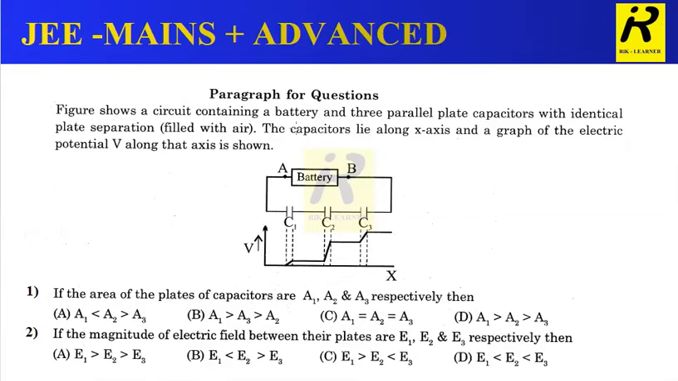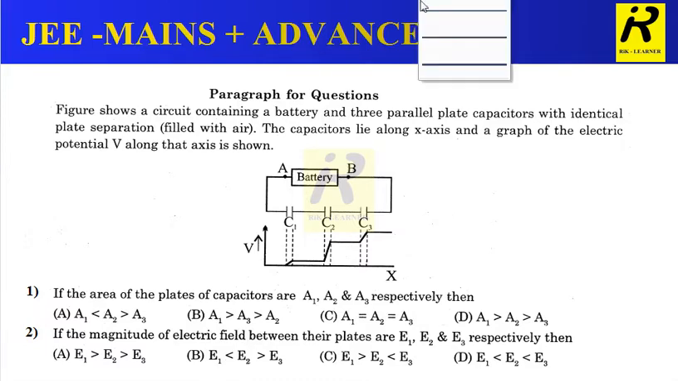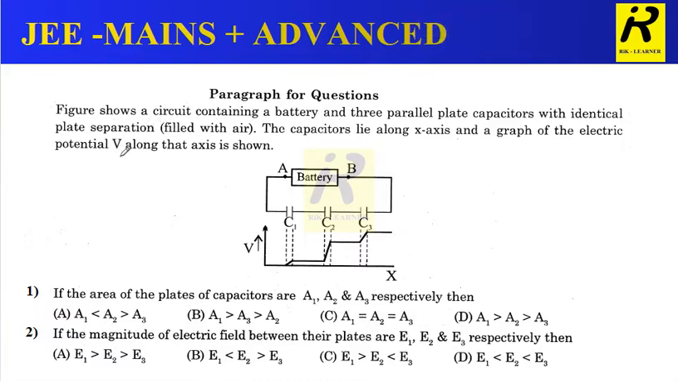The question is about a paragraph where we are also seeing a drawing along with it. Now what I have to think about is this paragraph. The figure shows a circuit containing a battery and three parallel plate capacitors with identical plate separation filled with air. The capacitors lie along the x axis, and there is a graph of electric potential V along that axis. Here is the picture corresponding to it, and we have one more graph.